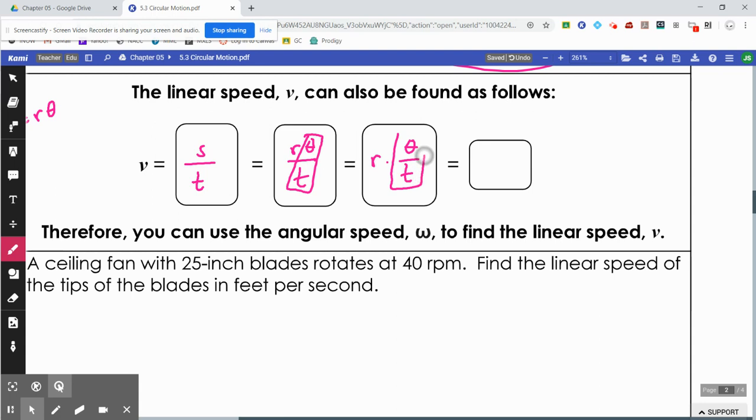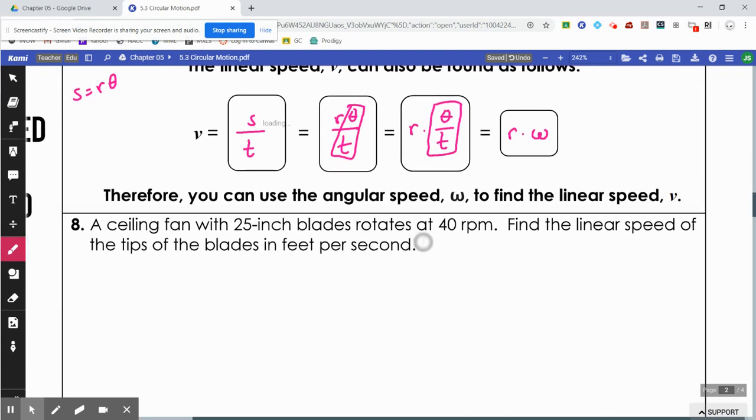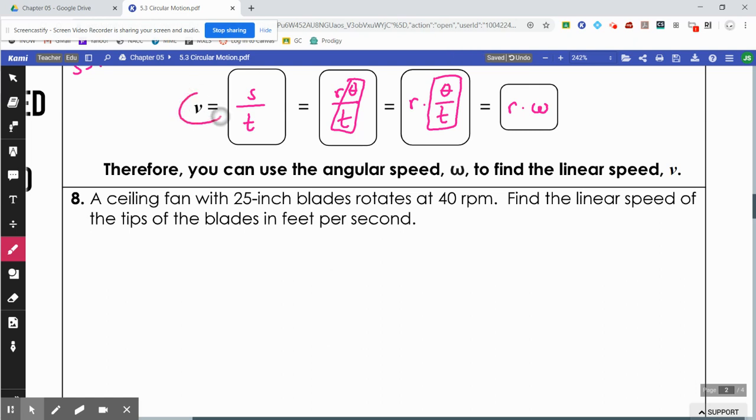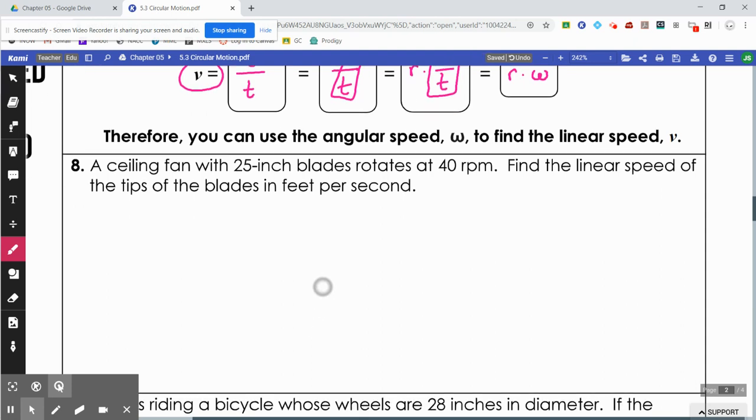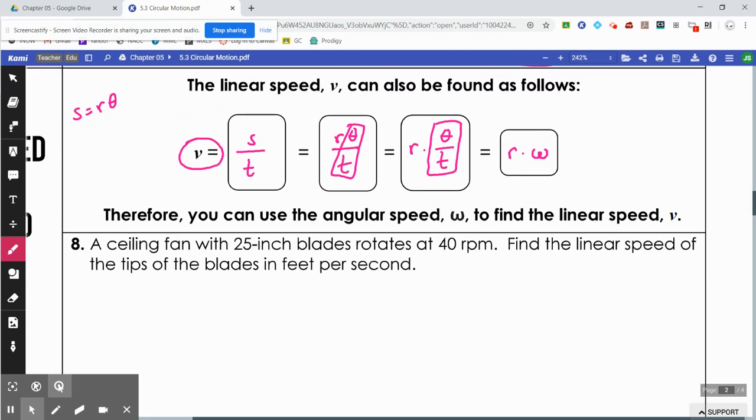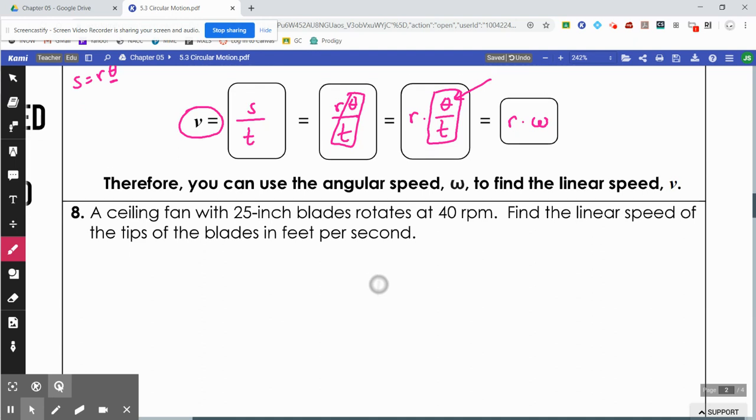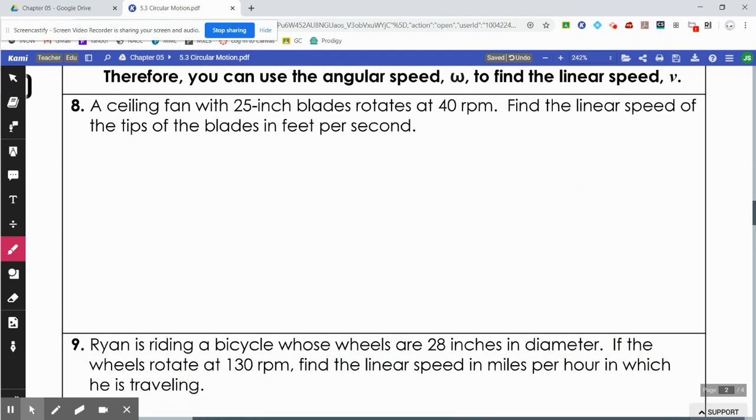And theta over t should look somewhat familiar. That's angular speed, or angular velocity. So we can replace that with r times angular speed. And we now have a new formula. Therefore, you can use angular speed to find linear speed. Linear speed is equal to r times angular speed. You simply have to take your angular velocity, multiply it by the radius, and you have your linear velocity. I do need to remind you, however, that when we did r times theta, theta must be in radians. So make sure that you're in radian measures before you use this formula.